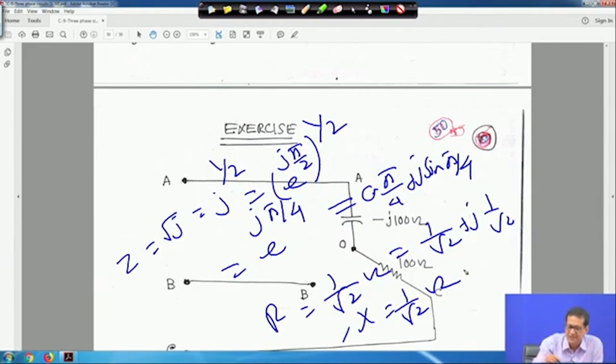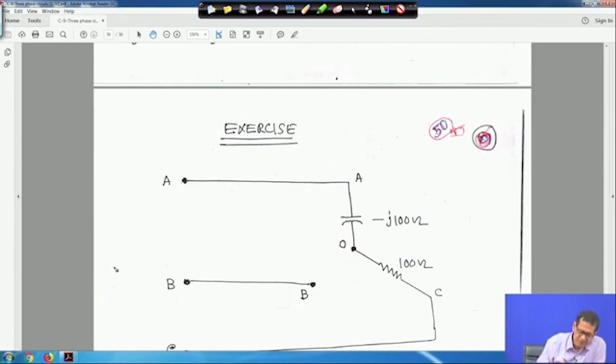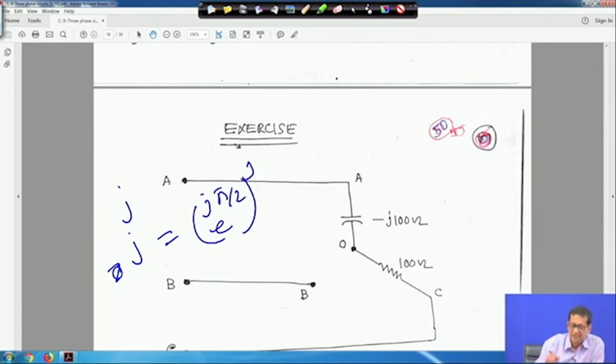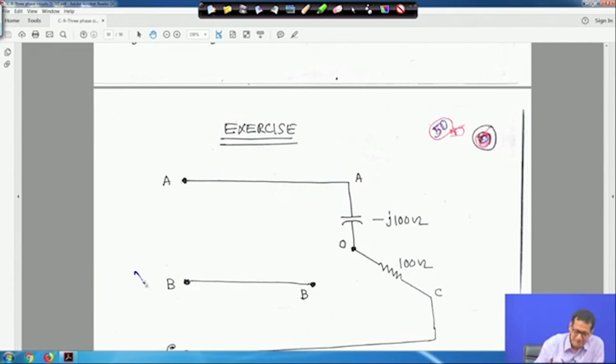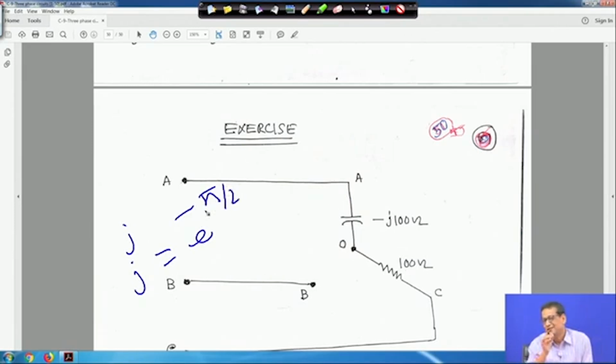Now another thing: suppose somebody asks you the value of j to the power j. We have just seen that j is equal to e to the power j pi by 2, so j to the power j is e to the power j pi by 2, to the power j. That means e to the power j square pi by 2. Since j square is minus 1, it is e to the power minus pi by 2. It is a real number. So I have told you a little bit of mathematical thing.